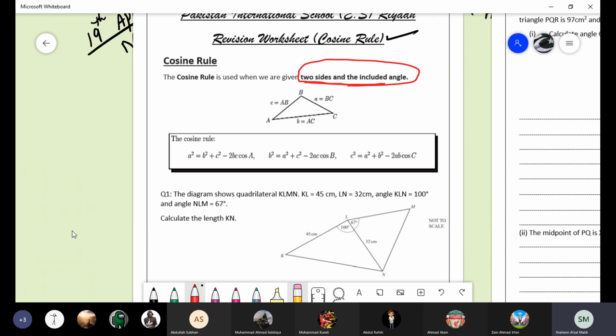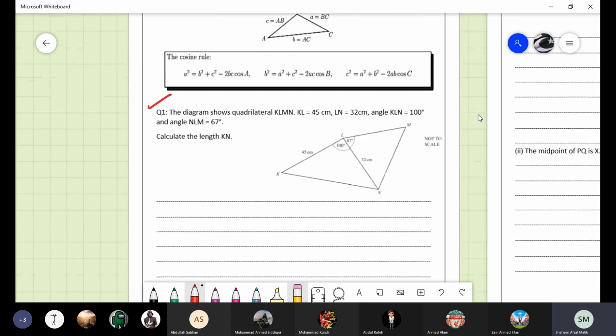Yes, my dear students, do you know this? The very first thing is that you have to label the opposite sides of the triangle with the small letters, and then we have to solve the question. But the condition is two sides and included angle should be given. Move to your question number 1.